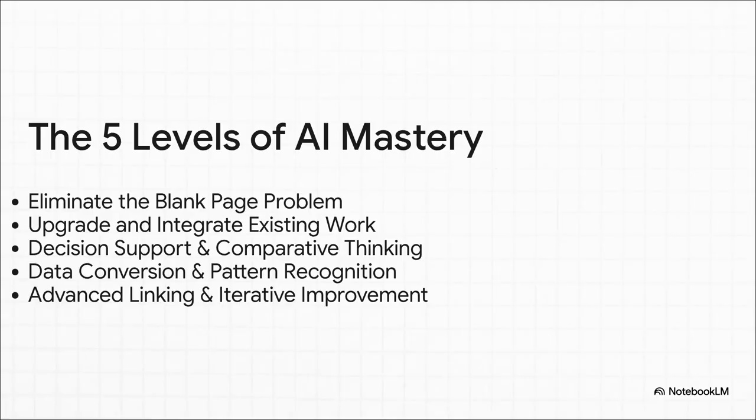It all starts at level 1, which is just using the AI to beat that dreaded blank page problem when you need a first draft. But from there, you'll start upgrading your existing work. Then you'll use it for decision support. And eventually, you'll get all the way to level 5, where you're weaving AI into these really complex multi-step workflows. Each level just builds on the last, adding some seriously powerful new skills to your toolbox.